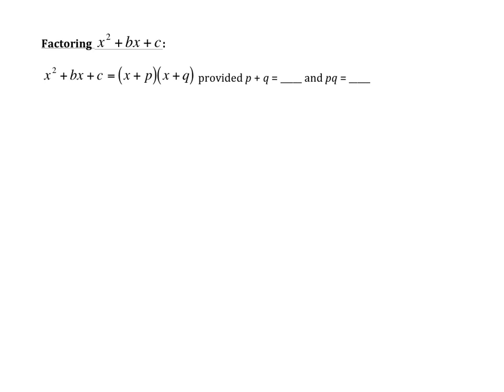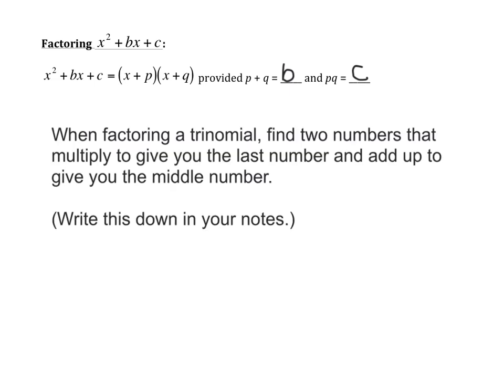So again, to reiterate, if I'm factoring, so remember I'm breaking down x squared plus bx plus c, what I want to find is two numbers, p and q, that add up to give me the middle number, which is b, and that multiply p times q to get the c value. So again, when I'm breaking down something in this form, I'm going to look for two numbers that multiply to give me the last term and add up to give me the middle term. And one more time, when factoring a trinomial in this form, what you want to do is find two numbers that multiply to give you the last number and add up to give you the middle term. Make sure you write this down in your notes.